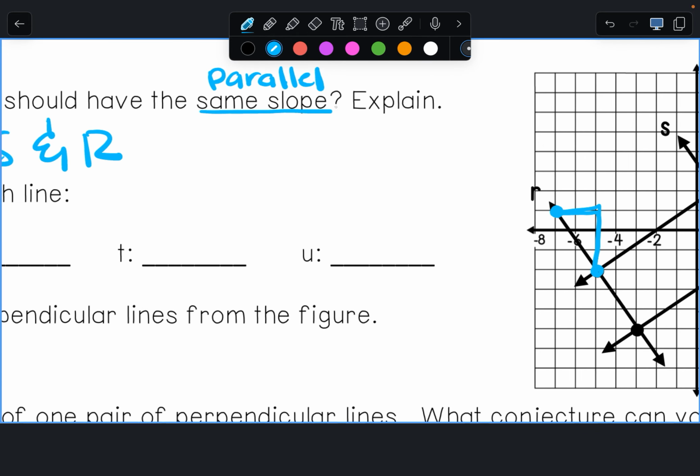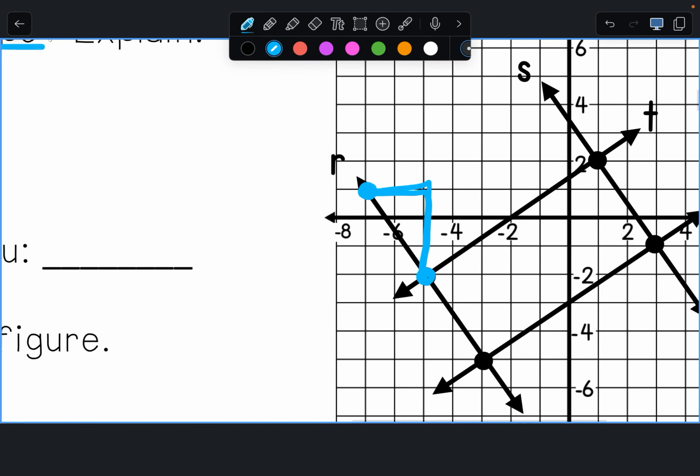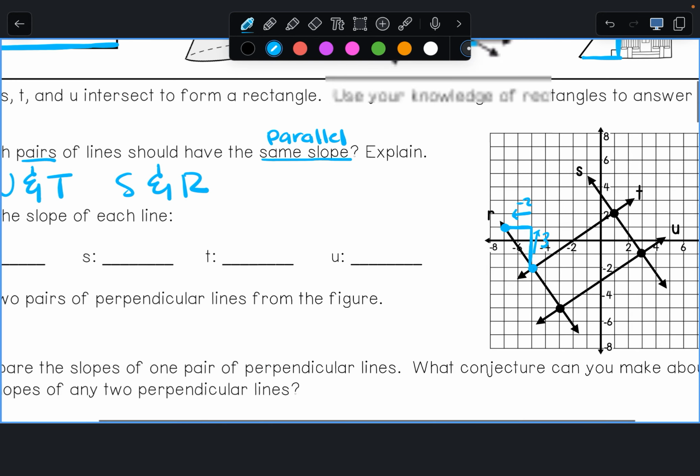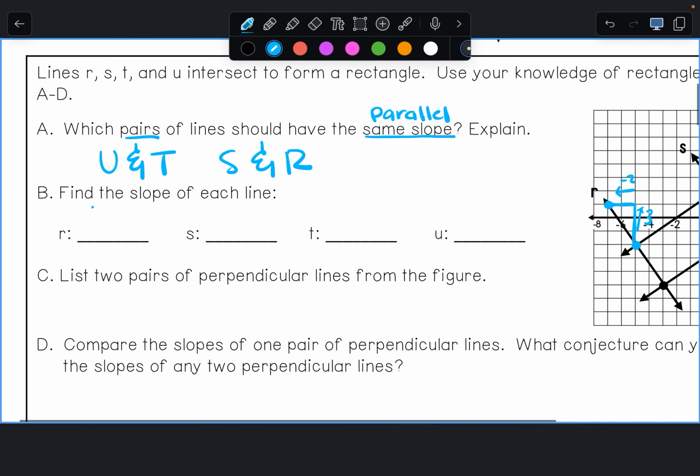Question. Answer. Bless you. Can't you use the two points that are already there? You can, but we're going to be using those for other lines. You're going to find the slope of all four lines, so it can get messy if you use those. All right, what's the rise here? 3. What's the run? -2. So, line R, 3 over -2.